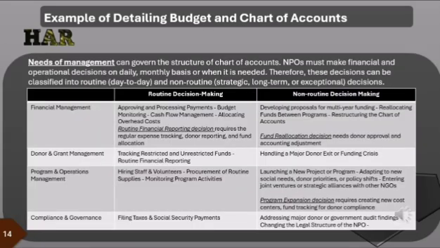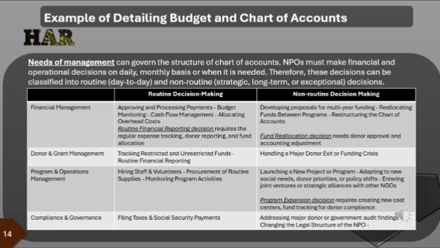A chart of accounts is a critical tool for non-profit organizations, serving as a systematic framework for categorizing and tracking financial transactions. It plays a vital role in financial management, reporting, and decision-making. Now, we will explore how routine and non-routine decision-making processes affect the chart of accounts.